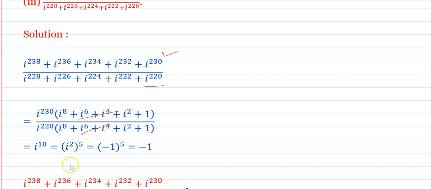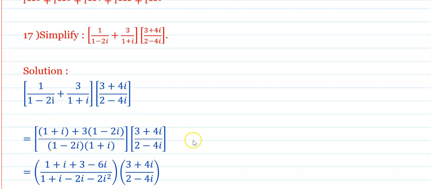Both brackets get cancelled. i^230 upon i^220. 230 minus 220, you will get i^10. i^10 means what? (i^2)^5. i square is minus 1. Minus 1 raised to 5. You get minus 1. This is the answer. Okay.